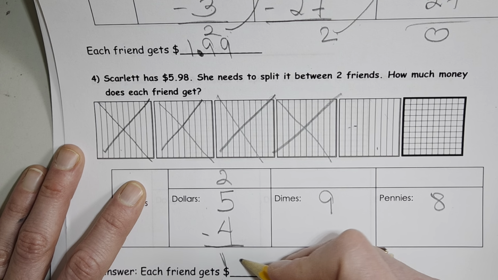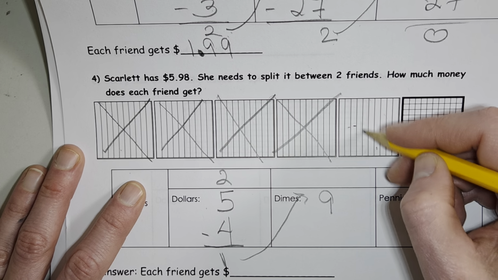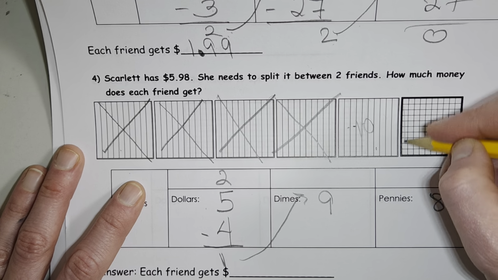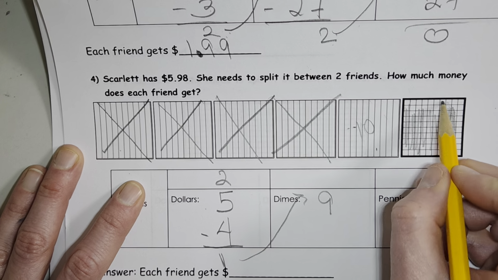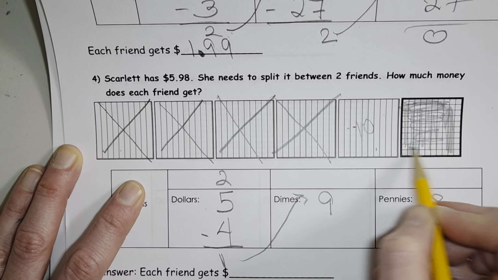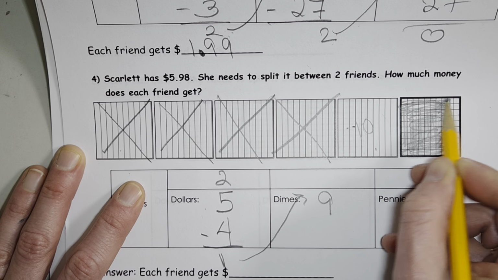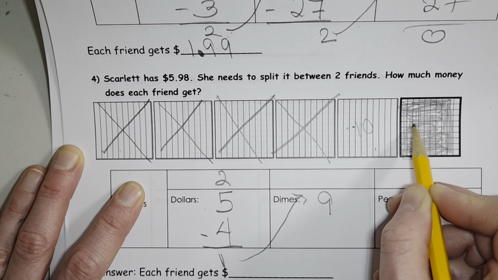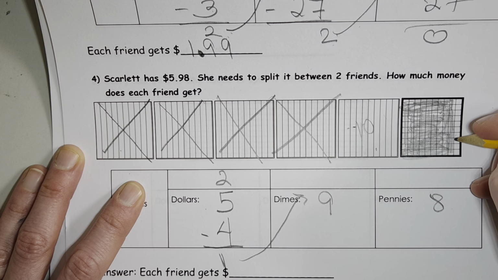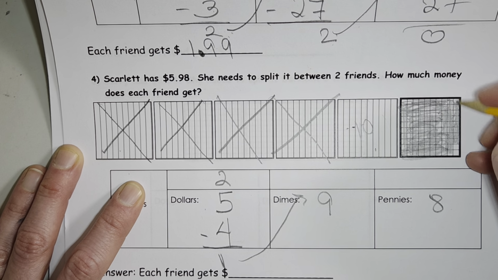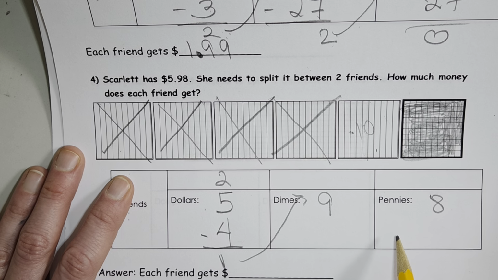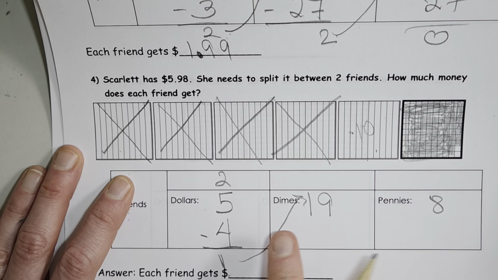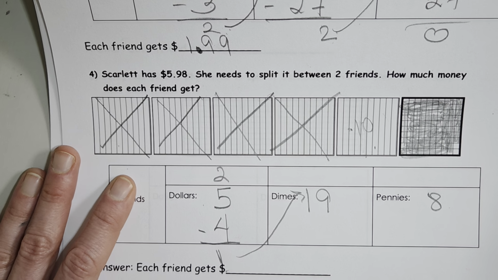So let's talk about our dimes. Now we have 10 dimes here, and we have 9 dimes here, and then another 8 pennies. Okay, there we go. 10 dimes, 9 dimes, 8 pennies. Okay, so we made change. This dollar needs to be converted into dimes.